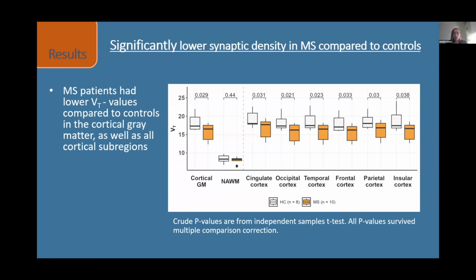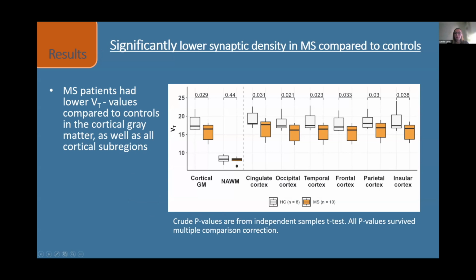And indeed, when we then look at the actual numbers, the results that we already saw in the PET images got confirmed. So we really have a significant difference here. In the first box plot, you can see the cortical gray matter, and here this is the VT, so the synaptic density, and white is the healthy controls, and this orange yellow one is the MS. So we can see that they are clearly lower.